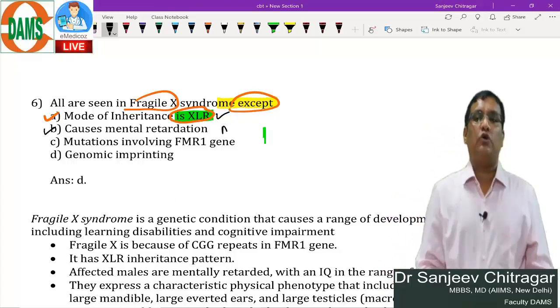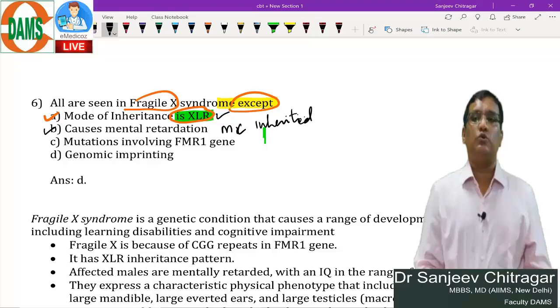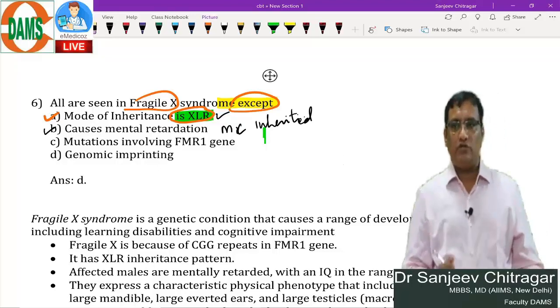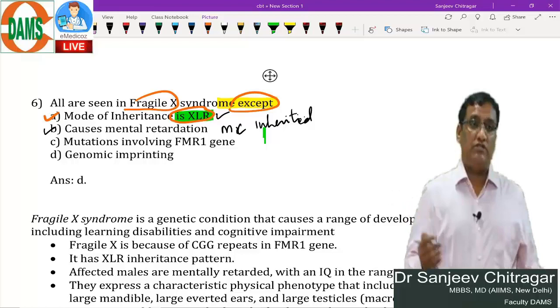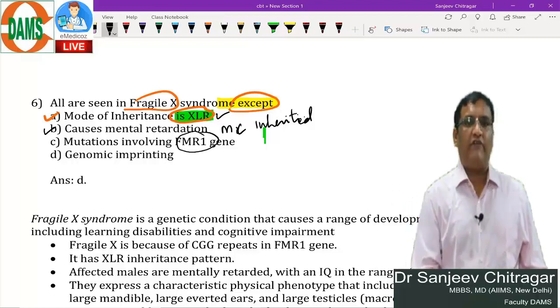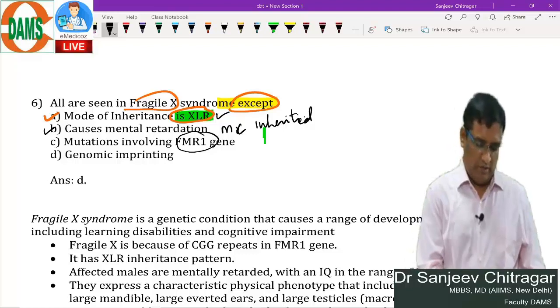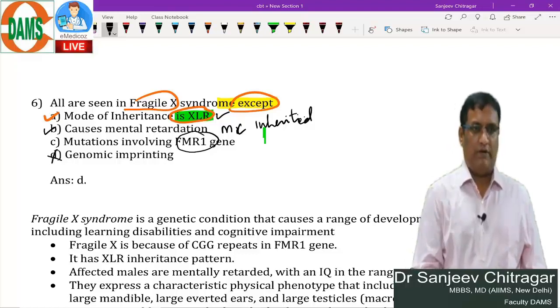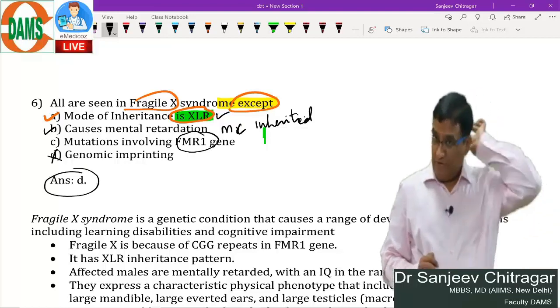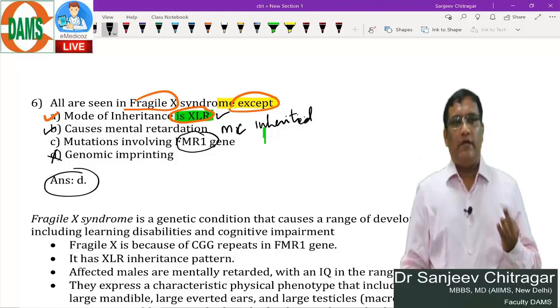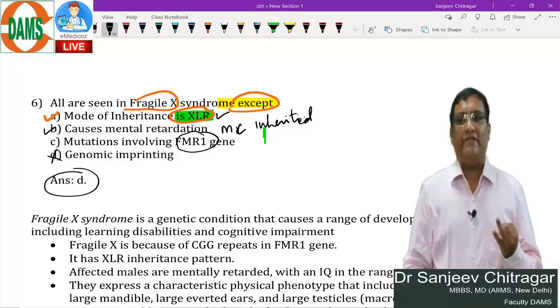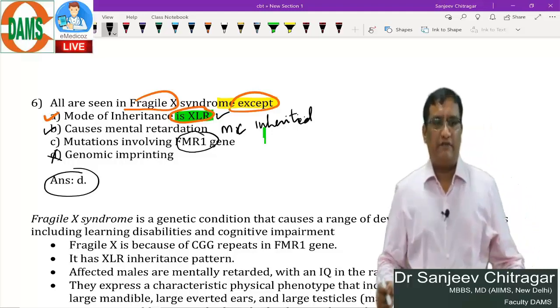In fact, this is the most common inherited cause of mental retardation. That is what Fragile X syndrome is. It is not Down syndrome. The most common inherited cause of mental retardation is Fragile X. Down is not inherited; the most common genetic cause is Down. Mutations occur due to the FMR1 gene. That is also a true statement. Option D, this is not the true statement. So the answer is option D. Genomic imprinting occurs in the classical ones, such as Angelman and Prader-Willi syndrome, and then Beckwith-Wiedemann syndrome as well as Silver-Russell syndrome, not in Fragile X syndrome.